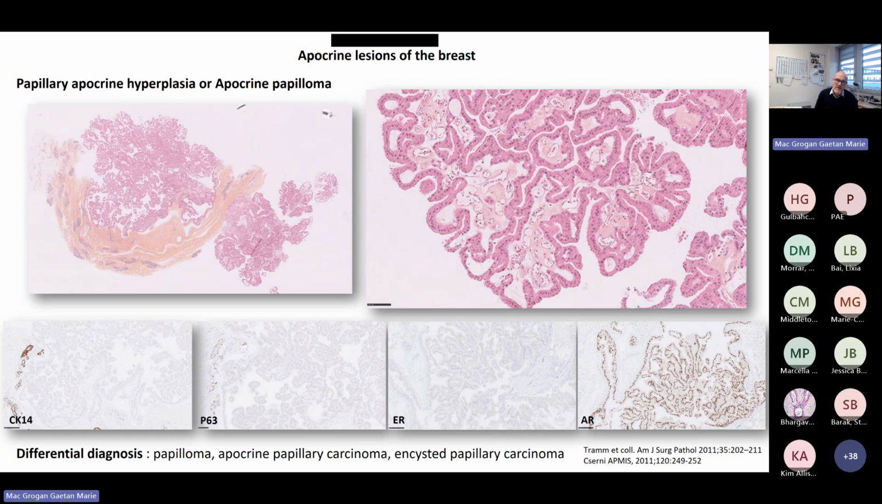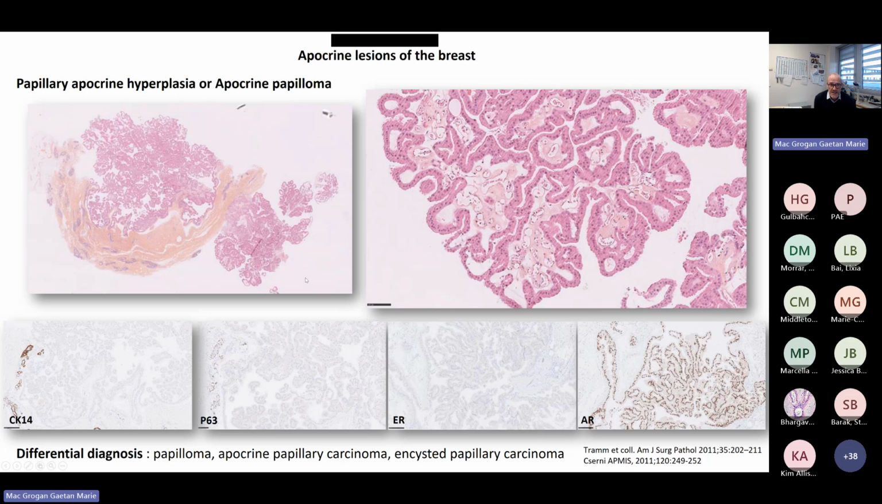I've got 2 slides on papillary apocrine lesions. This is an example of papillary apocrine hyperplasia, also called apocrine papilloma. These present as very large cysts where you have a proliferation of apocrine cells that form a monocellular layer around fibrovascular stalks. As you can notice on the slide, there is no apocrine atypia.